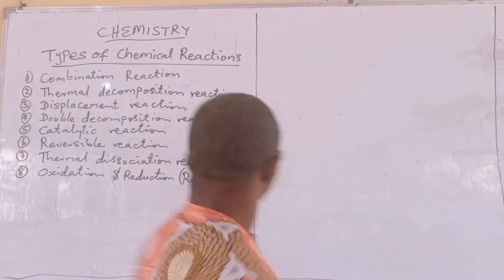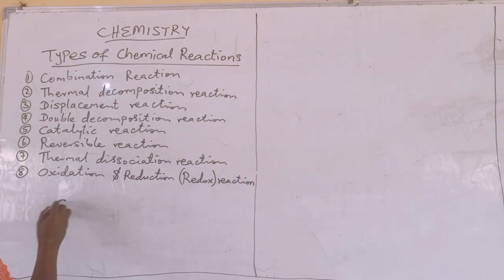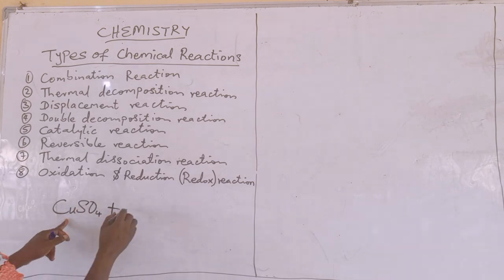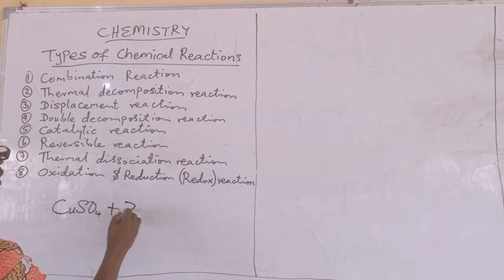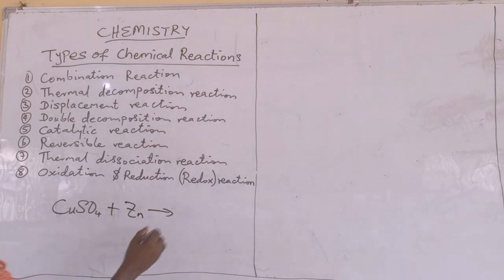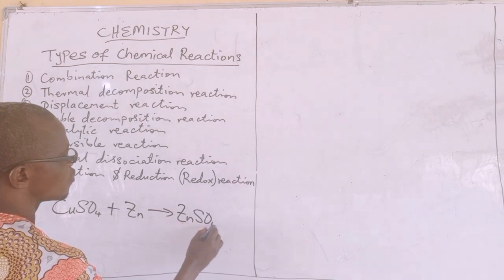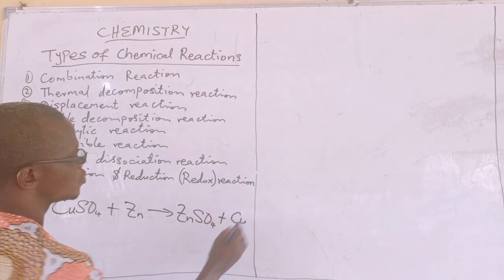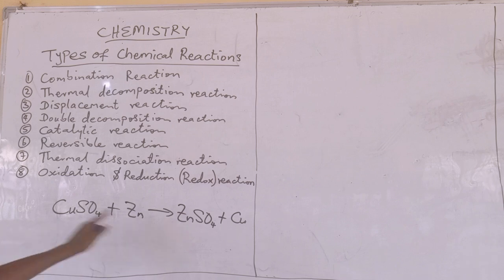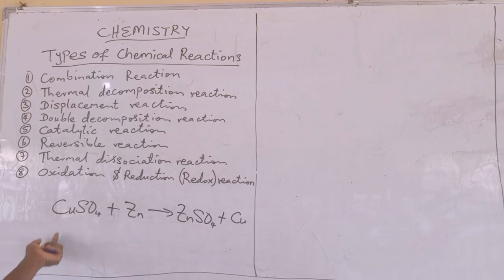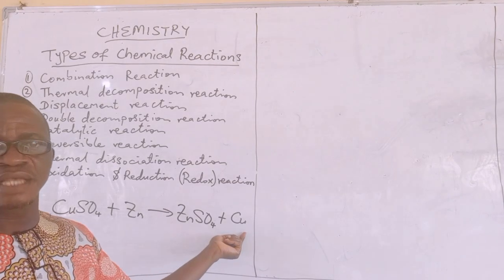So that's exactly what happens here. For example, if I have CuSO4, I can displace Cu using Zn to give me ZnSO4 plus Cu. This man displaces this man in this compound to form this, and the copper that was displaced stands alone.